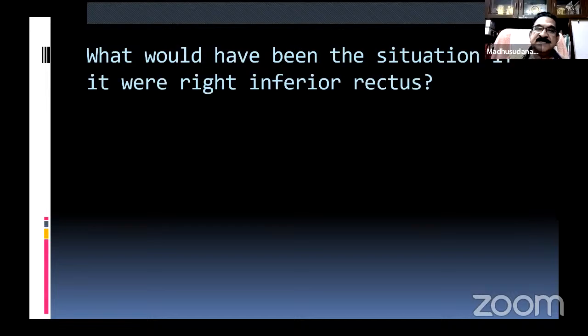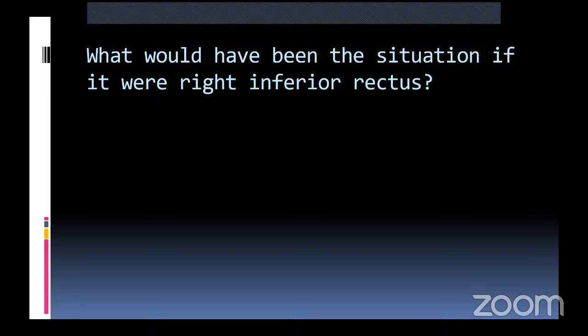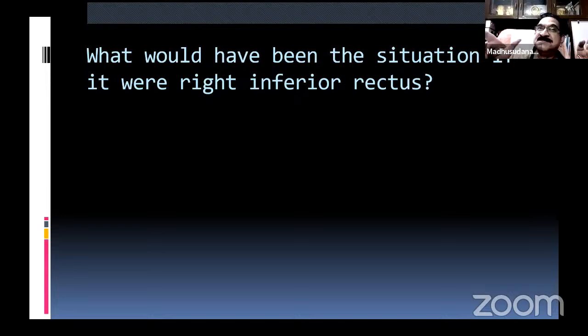What would have been the situation if it were the right inferior rectus? What will happen if the Bielschowsky test is done? Because you have to put the inferior rectus into action. The inferior rectus is an extorter in the right eye. So how will you extort the eye? Tilt the head to the left side. When you tilt the head to the left side, the left eye intorts, the right eye extorts.